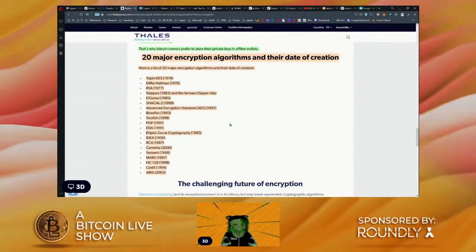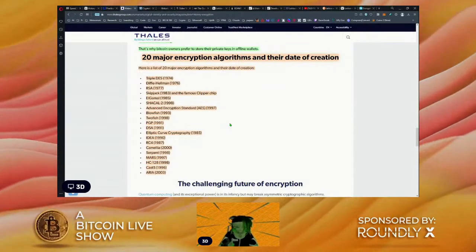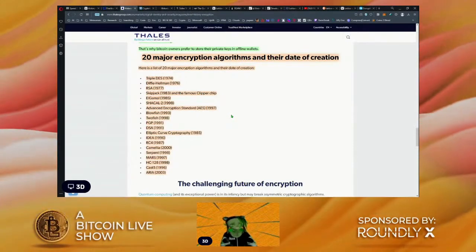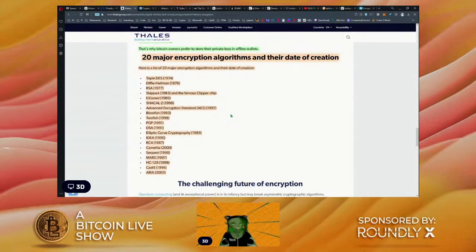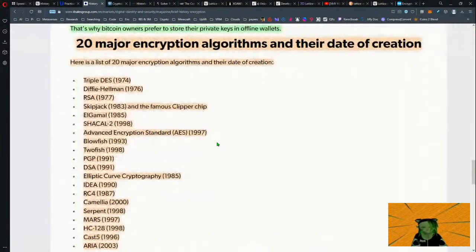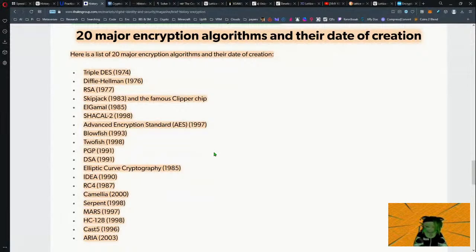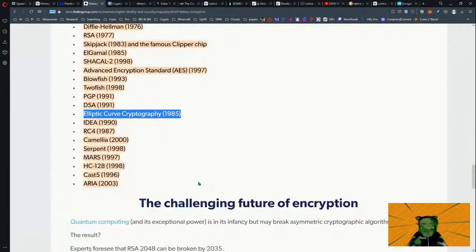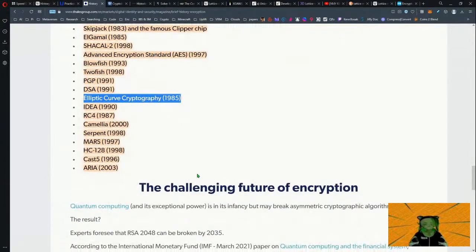SHA-2, 1998, which, believe it or not, I believe is also used in a programming language called CAL, C-A-L. It's a calculus programming language. So Advanced Encryption Standard, AES, 1997, the other most used encryption on the internet. Blowfish, 1993. Twofish, 1998. PGP, 1991. DSA, 1991. ECC, elliptic curve cryptography, 1985, which is the one we use to make keys to this day. This is the most common way to make cryptography keys. IDEA, 1990, RC4, 1987, Camellia, 2000, Serpent, 98, MARS, 97, 128, 98, CAST5 is 96, and ARIA is 03.